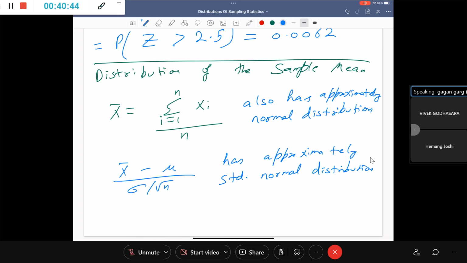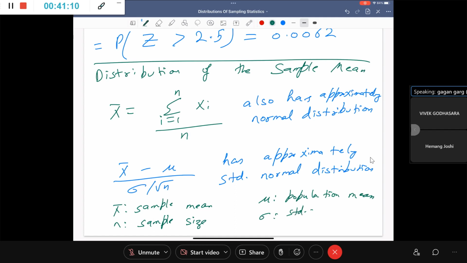Okay, so just to reiterate, x bar is the sample mean, n is the sample size, mu is the population mean, sigma is the standard deviation of the population. So again, I'm reiterating, be very careful with the notations. X bar is this, mu is this. Don't mix them up.